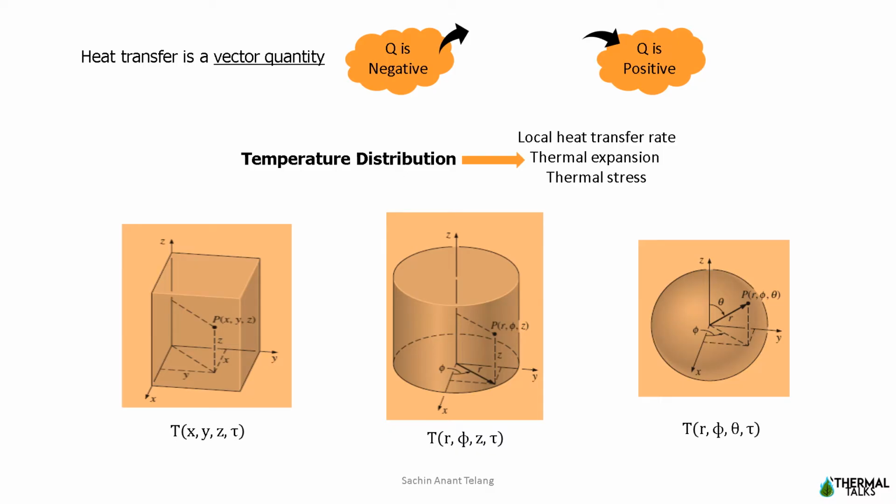Like in rectangular coordinates, we define temperature at a point with respect to three directions of the coordinates x, y, z and time. For cylindrical coordinates, we require radius, one angle phi and z direction, and for spherical coordinates we need radius and two angles to specify a particular point in the coordinate system. For undergraduate studies, we only consider rectangular coordinates or Cartesian coordinates for understanding the heat transfer processes.